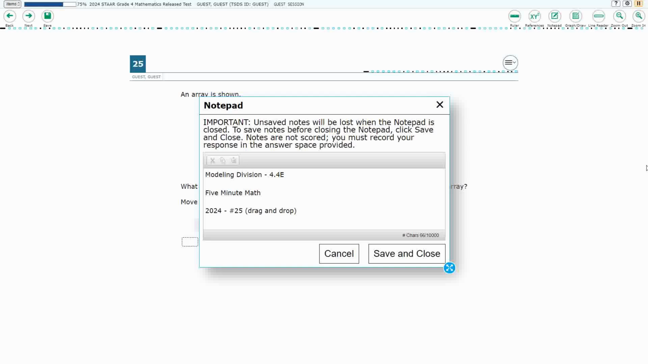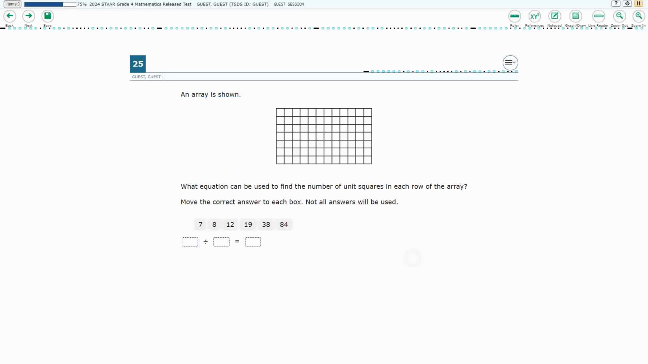Today we are looking at the fourth grade concept of modeling division. This is standard 4.4E in the great state of Texas. We are using item number 25 of the 2024 released STAAR test. This is a new item type called drag and drop. If you haven't done so already, please take a moment to pause the video, work this problem out on your own, unpause it, and we will look at our answers together.